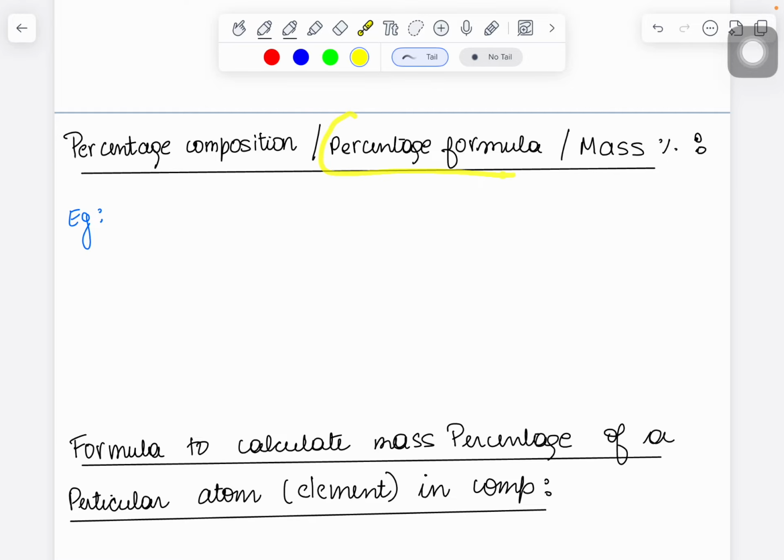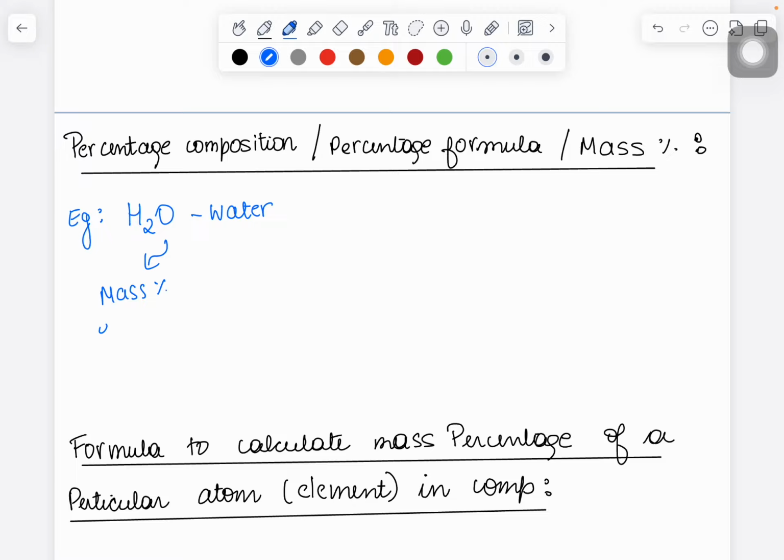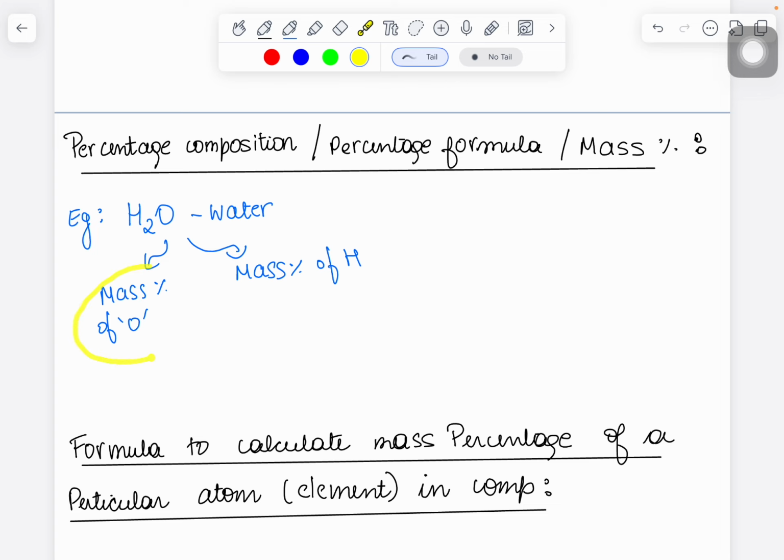Let's take the example H2O. We all know H2O is nothing but water. Let's imagine I want to know the mass percentage of oxygen in H2O. Or one more question, I want to know the mass percentage of hydrogen in water.